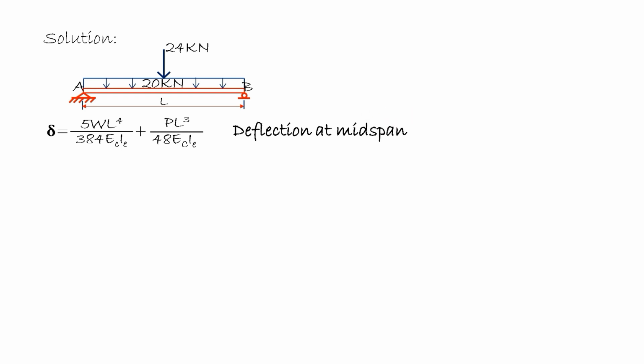So this is the total deflection at midspan. This term here is the deflection due to this uniform load, and the other is due to the concentrated load. To derive this equation, we have to redraw the beam diagram and isolate each load like this.